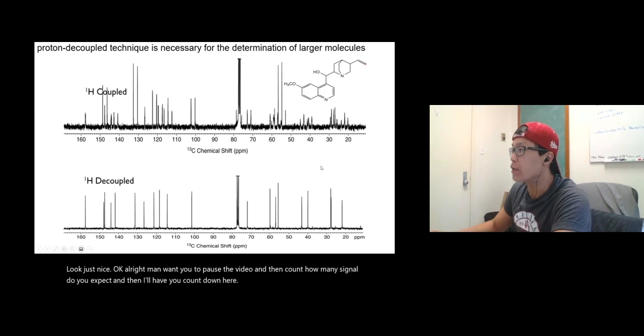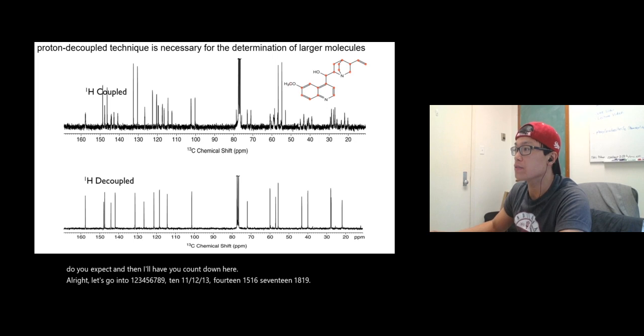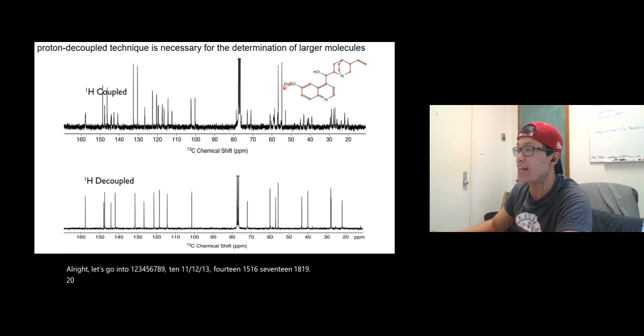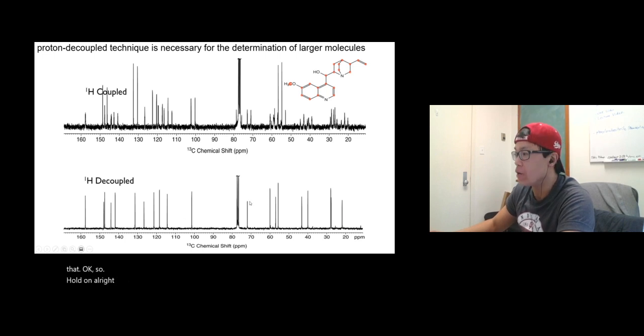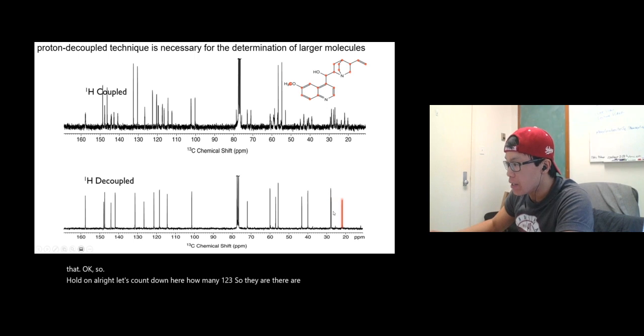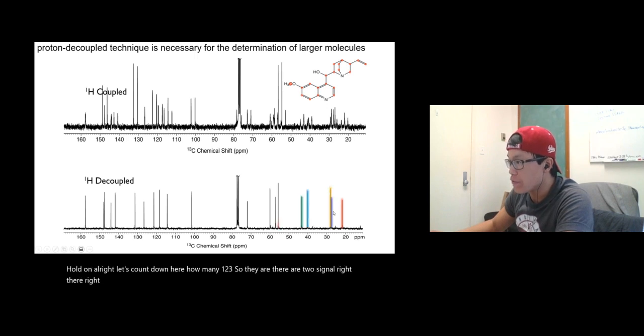Let's go. 1, 2, 3, 4, 5, 6, 7, 8, 9, 10, 11, 12, 13, 14, 15, 16, 17, 18, 19, 20. Yeah, don't forget that one right there, next to oxygen. Most people didn't see that. Okay, so hold on. All right, let's count down here. How many? 1, 2, 3. So there are 2 signals right there. Right. 2, 3, 4, 5, 6, 7, 8, 9.